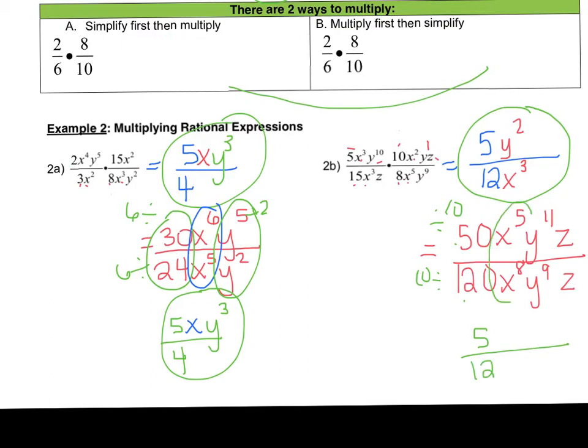Next I'm going to cancel out these x's. I have 5 minus 8, which means I'll have 3 on the bottom. Now for the y's, I have 11 on top, 9 on bottom. 11 minus 9 is 2 on top, and those z's cancel out. So again, that's the same answer that we got the first way.